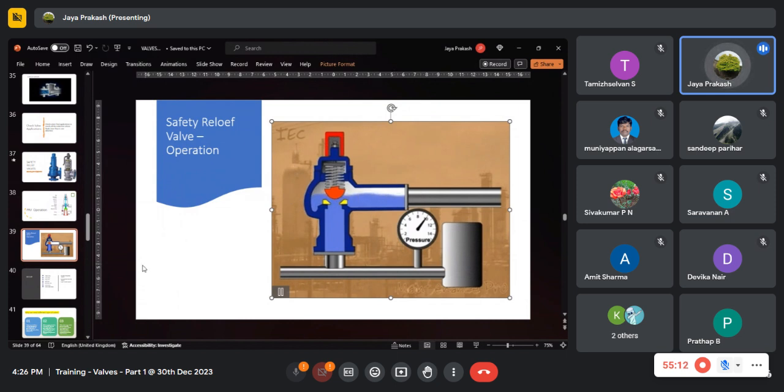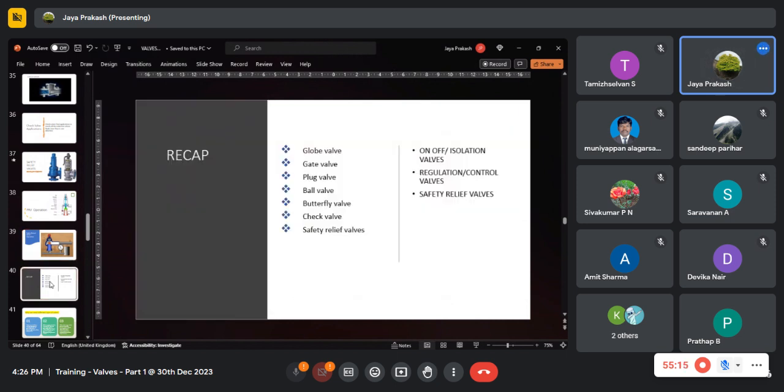So these are the common valves we come across during our inspection visits. Globe valve, gate valve, plug valve: these are all, as I said, linear motion valves. Ball valve and butterfly valve are rotary motion valves. Check valves and safety relief valves operate automatically and don't require any external actuation.